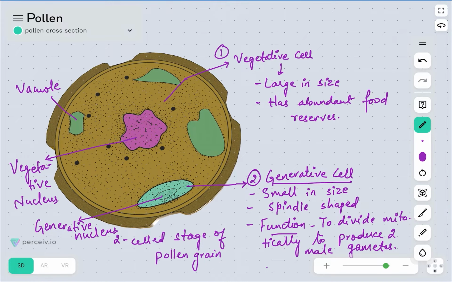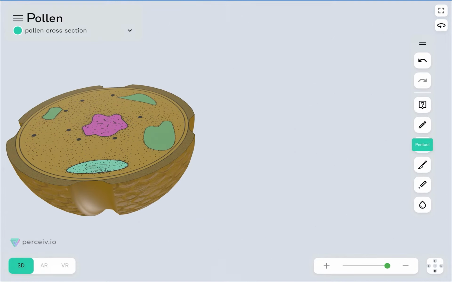Now we will see some little information about pollen grains as well. The shedding of the pollen grains, that means the release of the pollen grains after being mature, in more than 60% of the angiosperms usually takes place at the two-cell stage. That means the two-cell stage which I have mentioned right now, the vegetative cell and generative cell. But in the remaining species of the angiosperms, it is at the three-cell stage.